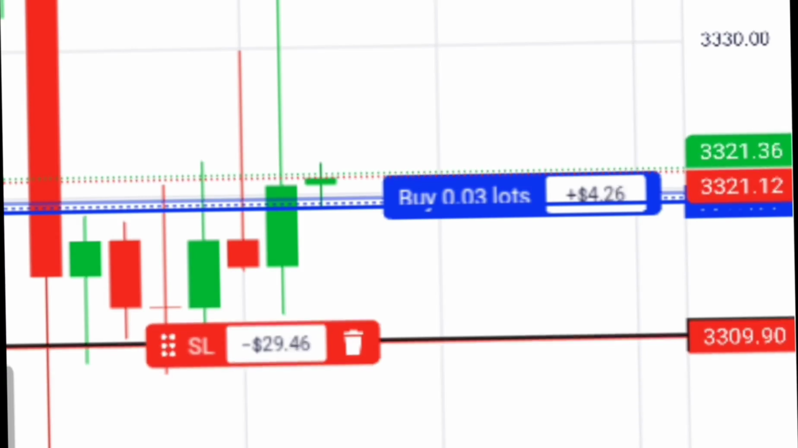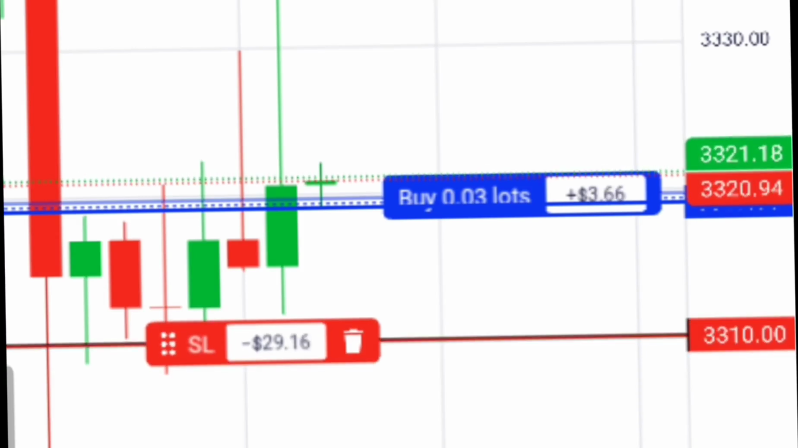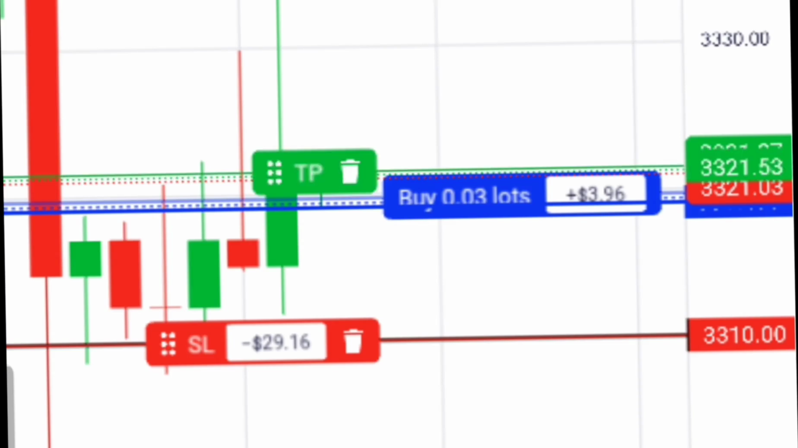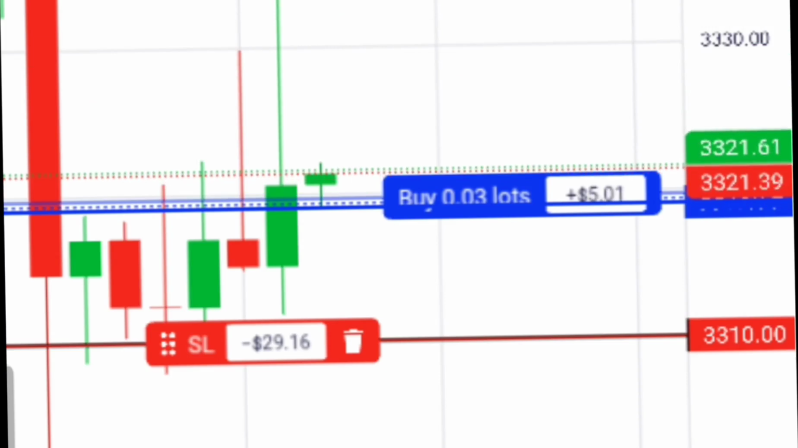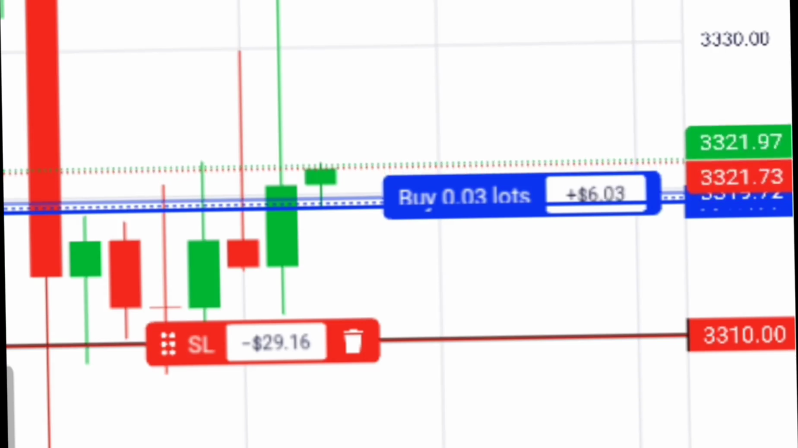Now, why am I putting it on this black line? This particular place. So here I am risking $29. My take profit is going to be times 2 of that. So we are going to have approximately 59, 60. Let's just leave it at 60. That is times 2 of it.